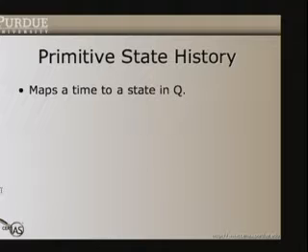All right, so the history itself maps a time to a state in our set Q, which is our finite state machine definition. So we have this counter, this notion of time. We won't get into the details of this right now, but there's this notion of a time that basically the history maps a time to whatever state existed at that time.